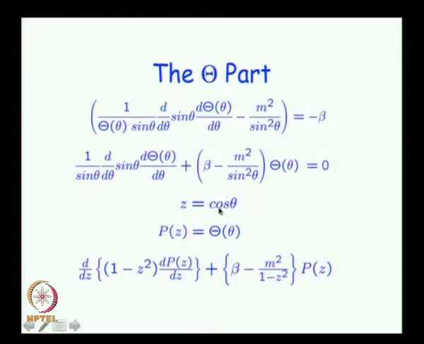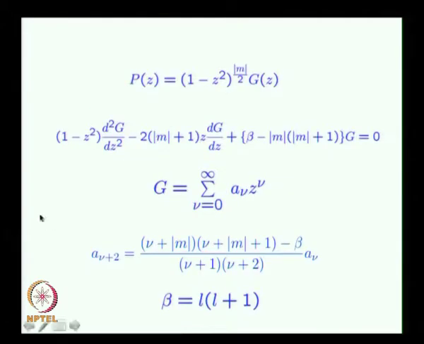Then we made a substitution, z is equal to cos theta, and P of z is defined to be equal to capital theta. And then what happens is that capital P obeys the differential equation that is shown here. This equation, we discussed all this, and then we made this substitution. P of z is equal to 1 minus z squared to the power of absolute value of m by 2 into G of z. The aim is to find a differential equation for capital G, and we found this differential equation. This is what we had done in the last lecture, right.